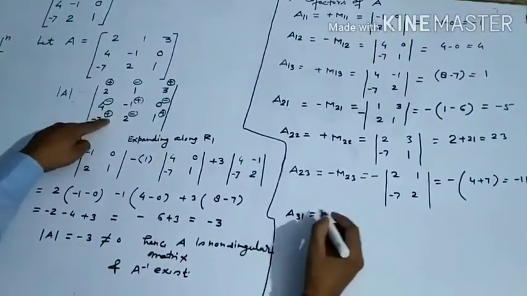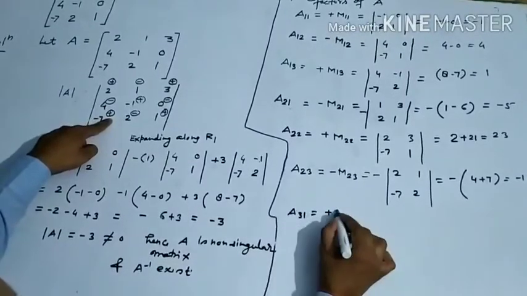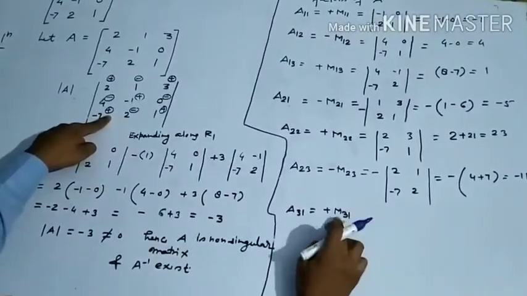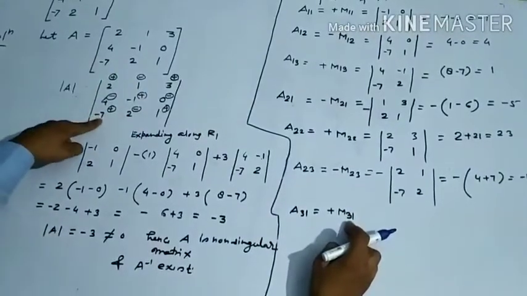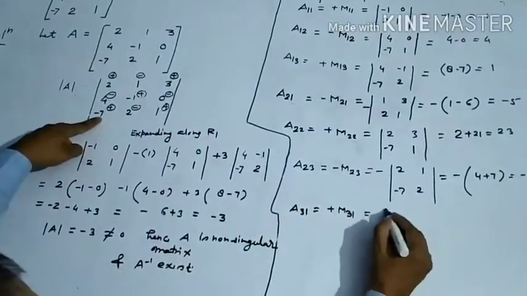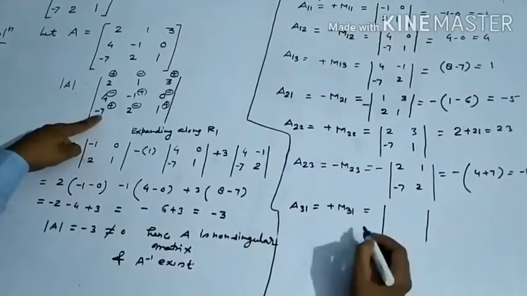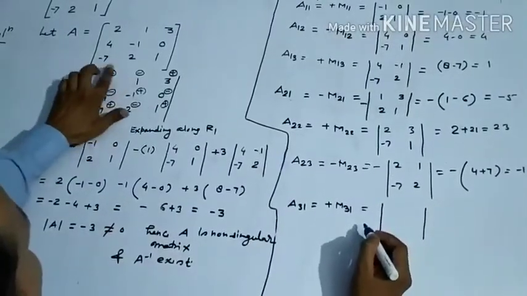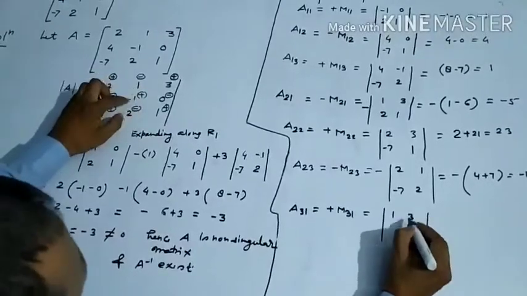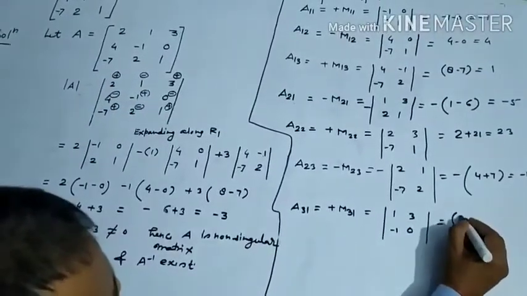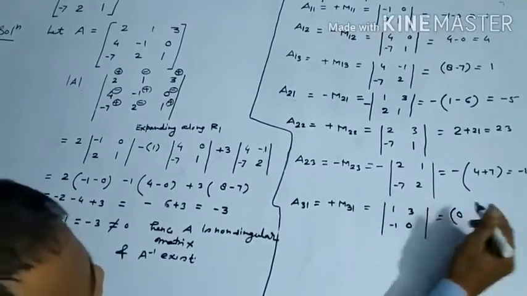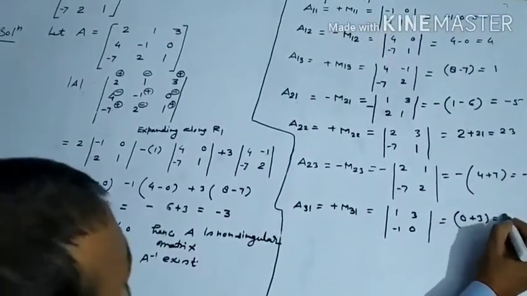After that A31, so for A31 you have to sign this is the plus, and then after M31 means minor of the element of the third row and first column. So this is the third row and this is the first column. So this is equal to, here you have to see leave third row and first column. So this is the 1 3 minus 1 0. So what we will get? 0, and then after 3 minus means plus 3. So this is the 3.